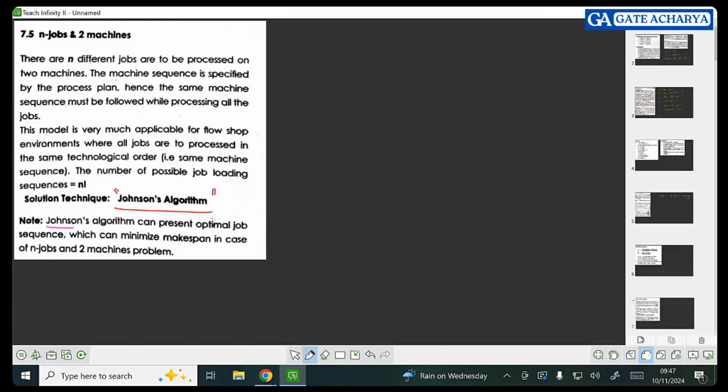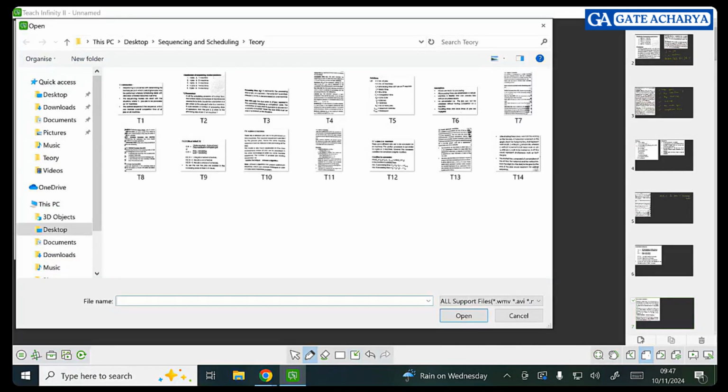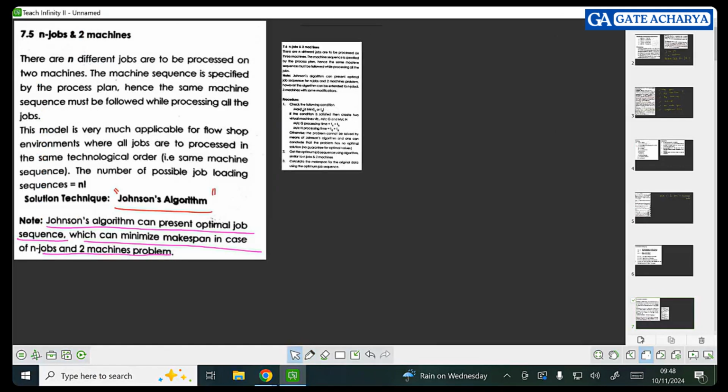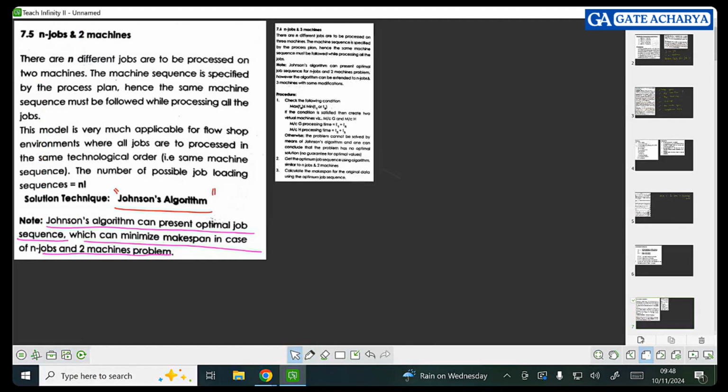Now Johnson's algorithm can represent the optimal job sequence which can minimize the makespan in case of N jobs 2 machines problem. All right. Next is N jobs 3 machines. This is also fine, but you don't get questions from here.